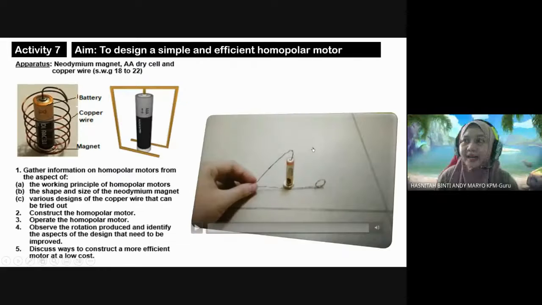This is an example from another school, made by the students. Example of a simple direct current motor. But I don't want you to do this. I want you to work later with the homopolar motor. This one is very simple. Design a simple and efficient homopolar motor. You only need a dry cell, a circular magnet, and a wire. You can turn it to any shape. When you place it in between this battery and magnet, you can see that the wire will be turned, as shown in this short video.